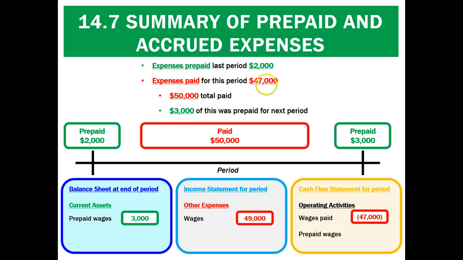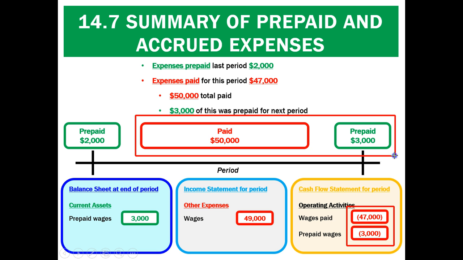However, we actually have paid a total of $50,000. So what we need to record is a prepaid amount of $3,000 for next year. So our cash flow statement is going to show a total of $50,000. That's how much we paid, and that's going to be representative of these two amounts here. We paid $50,000 in total. $3,000 is for next period, so that must mean wages paid for this period were $47,000. Note that we've left out the prepaid wages from the beginning of the period because they were actually paid last period.